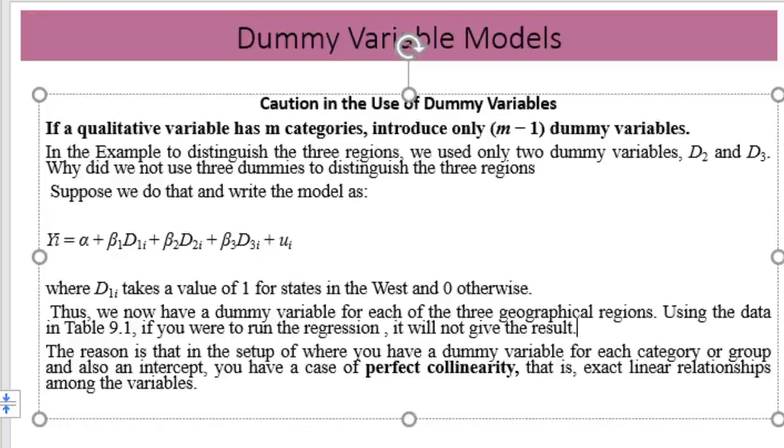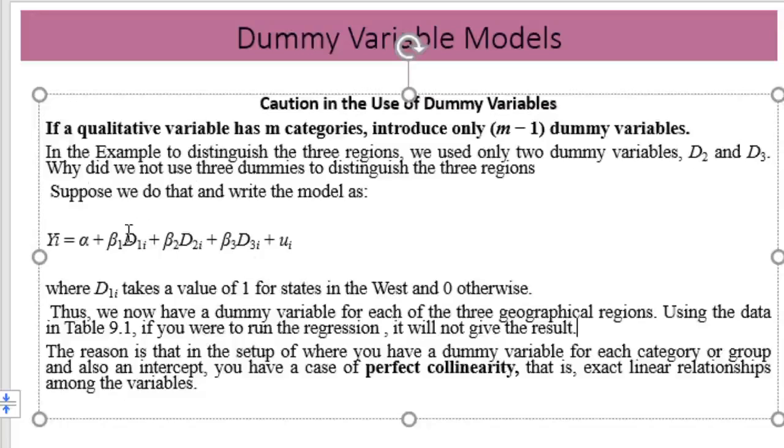Suppose we do that and write the model as alpha plus beta 1 d1i plus beta 2 d2i plus beta 3 d3i plus ui, where d1i takes the value 1 for the states in the west and 0 otherwise. If we run the regression, we will not get the result. The reason is that in a setup where you have dummy variables for each category or group and also an intercept, you have a case of perfect collinearity. That is an exact linear relationship among the variables.